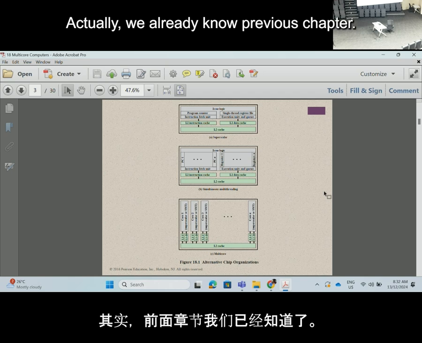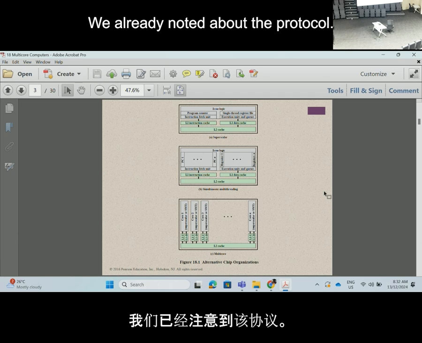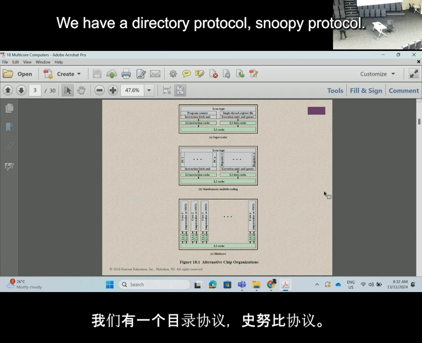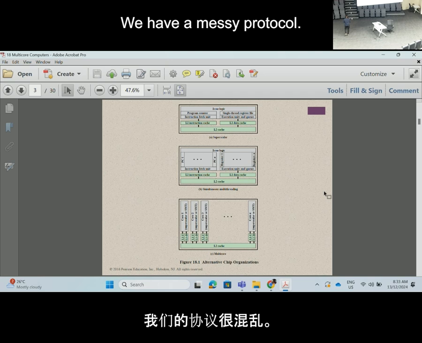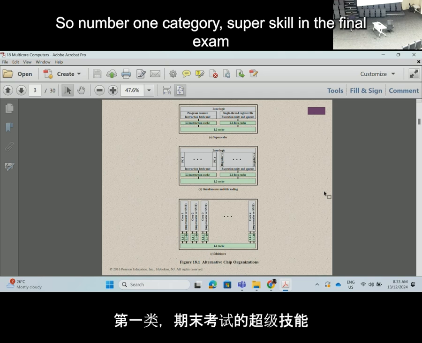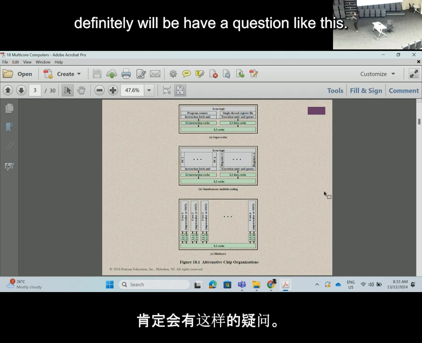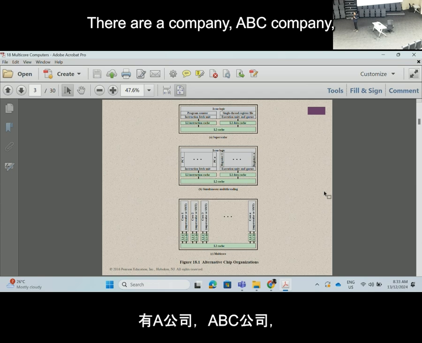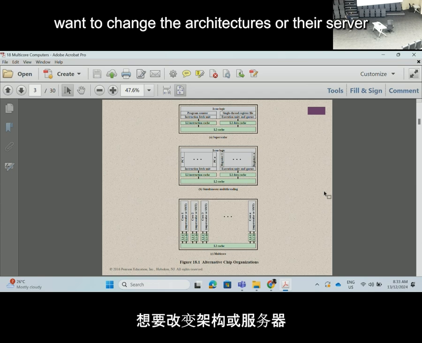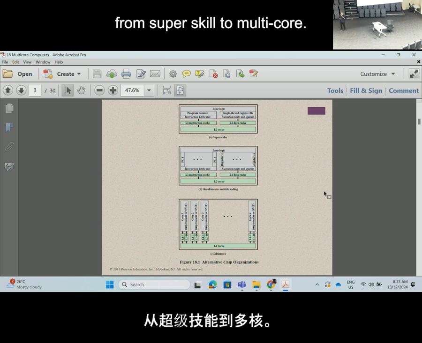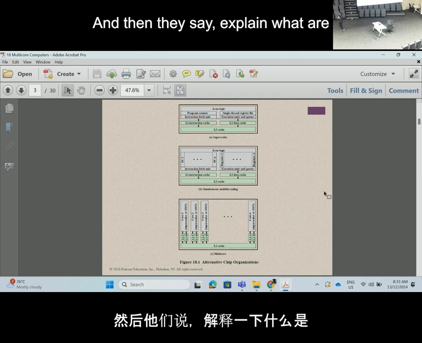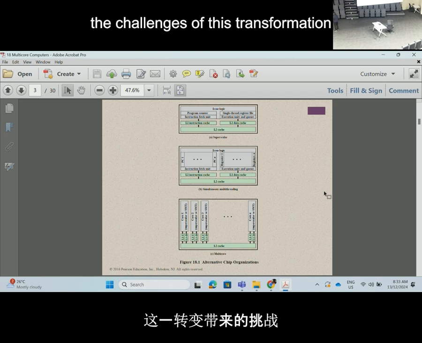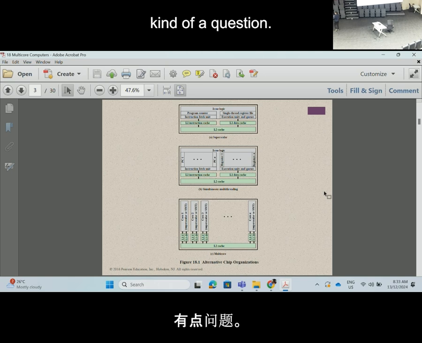Actually, we already know from the previous chapter, we already noted about the protocols. We have a directory protocol, Snoopy protocol, we have the MESI protocol. So, number 1 category, superscalar. In the final exam, definitely there will be a question like this. Example, okay, what is the challenge? There is a company, ABC company, who want to change the architecture of their server from superscalar to multi-core, okay. And then they say, explain what are the challenges of this transformation, kind of a question.